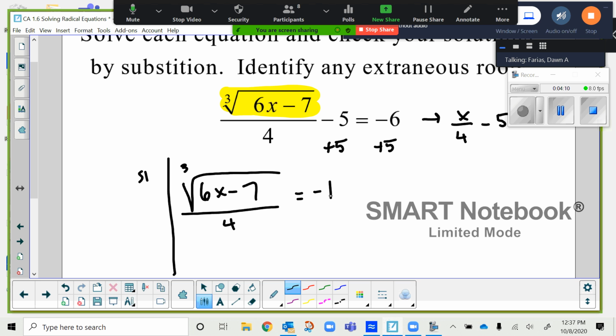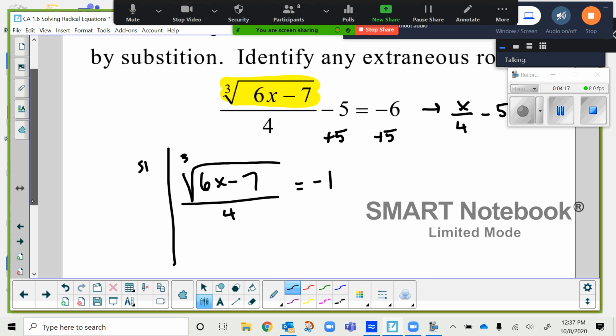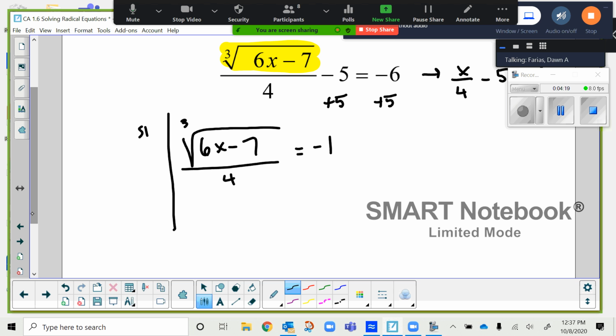Which gives me cube root of (6x minus 7) over 4 equals negative 1. And the radical is still not by itself. It has a divide by 4 on the outside. So to undo that, I multiply both sides by 4. And on the right, that gives me negative 4. And on the left, it gives me cube root of 6x minus 7.